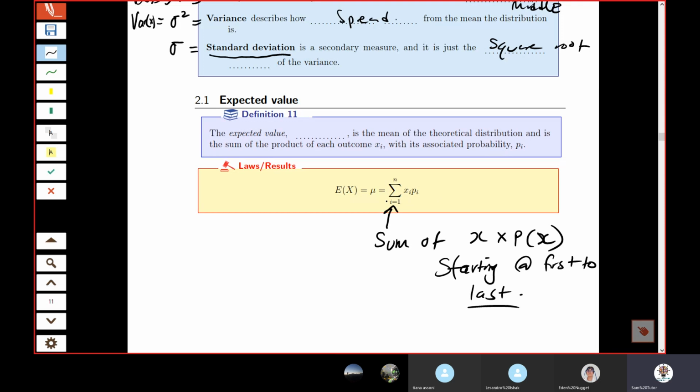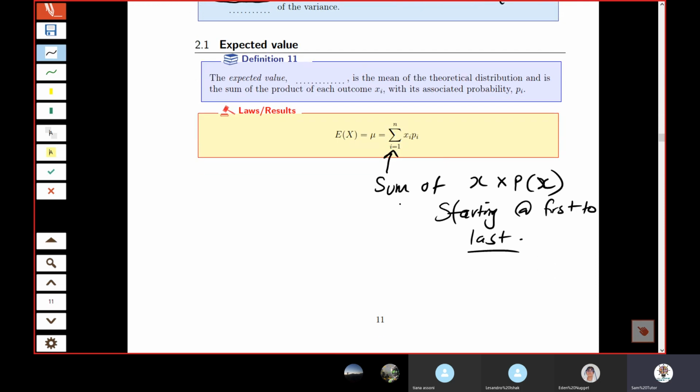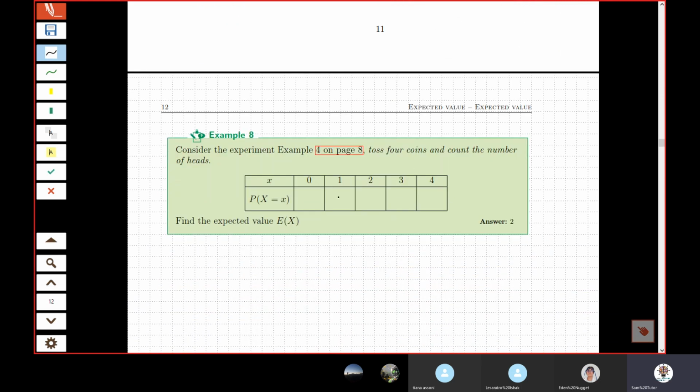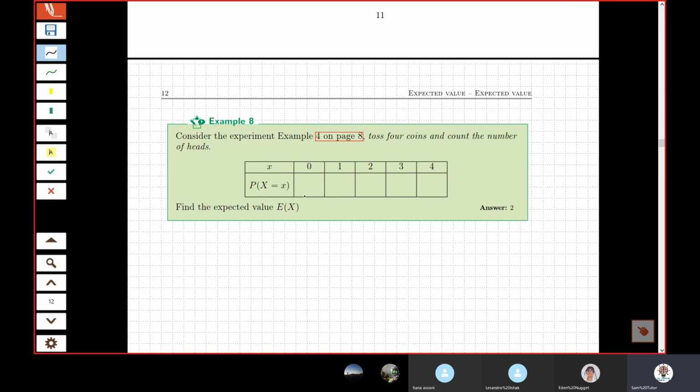So you understand, it's simply, like any normal mathematician would say, just the sum of the two things multiplied together. So here we go. The x multiplied by the probability of that event occurring.